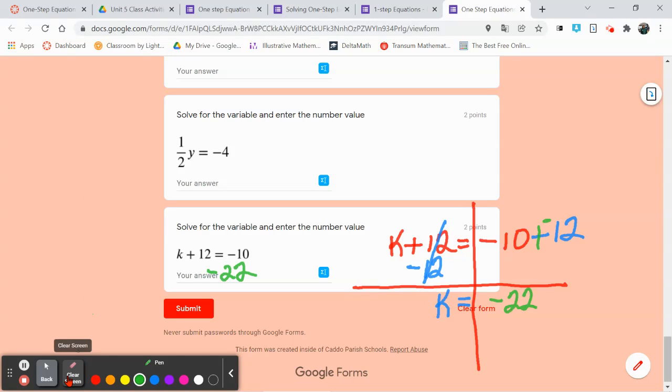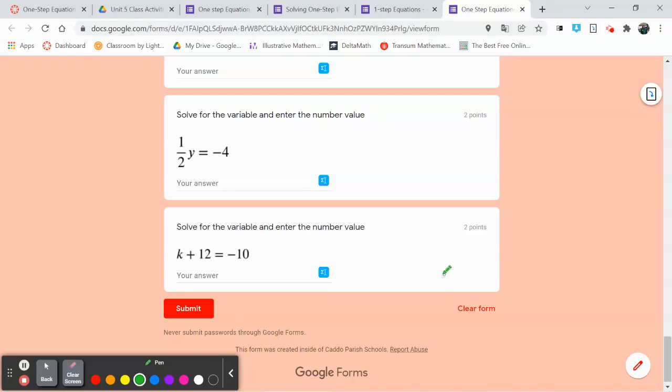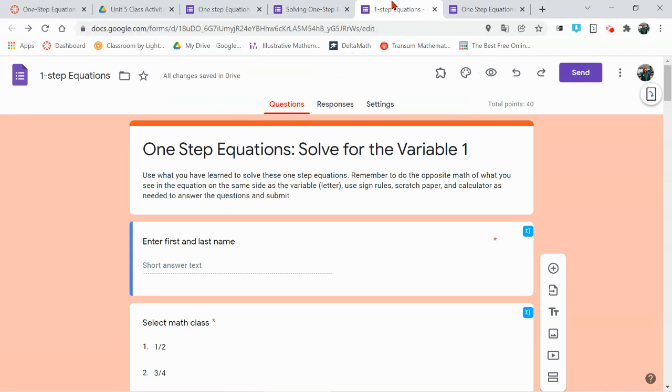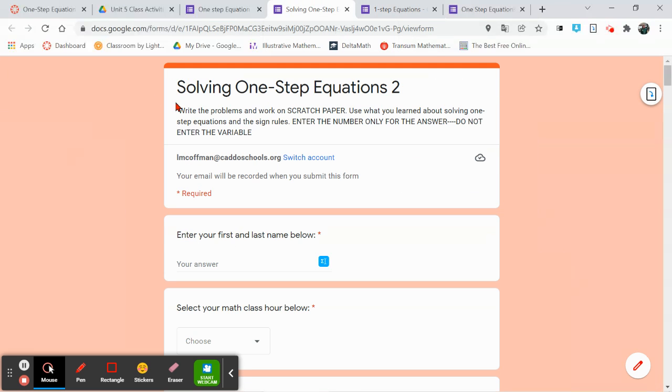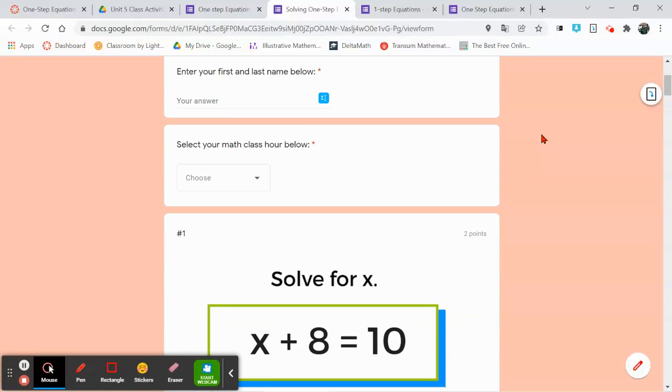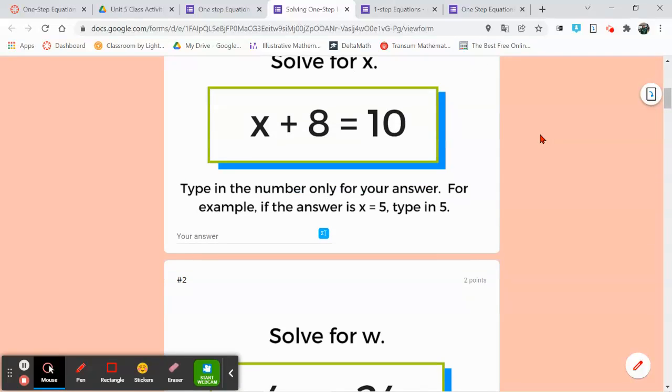All right, so that is this one. Let's quickly go look at a few on the other page so that I know that you are comfortable with them. Oh, it's not that one. There it is. Solving one-step equations part 2. Same thing, do these on scratch paper. You only have to enter the answer, not the letter.